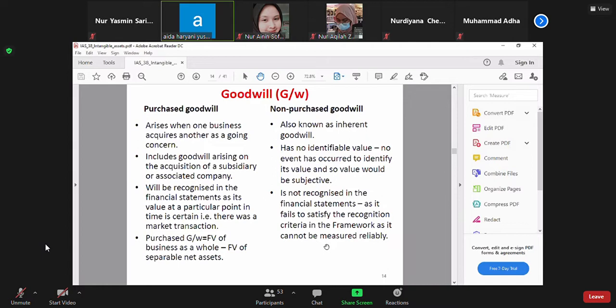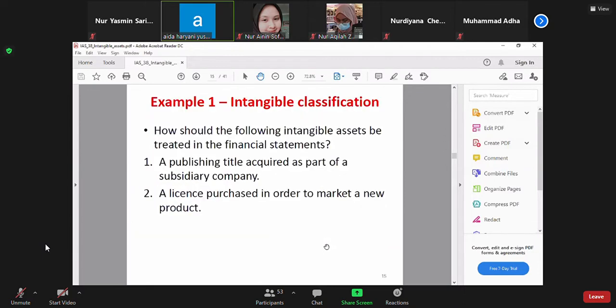Itu inherited goodwill lah, meaning so because of that dia jatuh macam tu, you don't have to calculate the value of the goodwill then. Okay, sebab you cannot identify berapa value of the goodwill tu. So dia inherited, diwarisi contohnya ya. So that one will not be categorized as intangibles. Okay, now let us look at here.